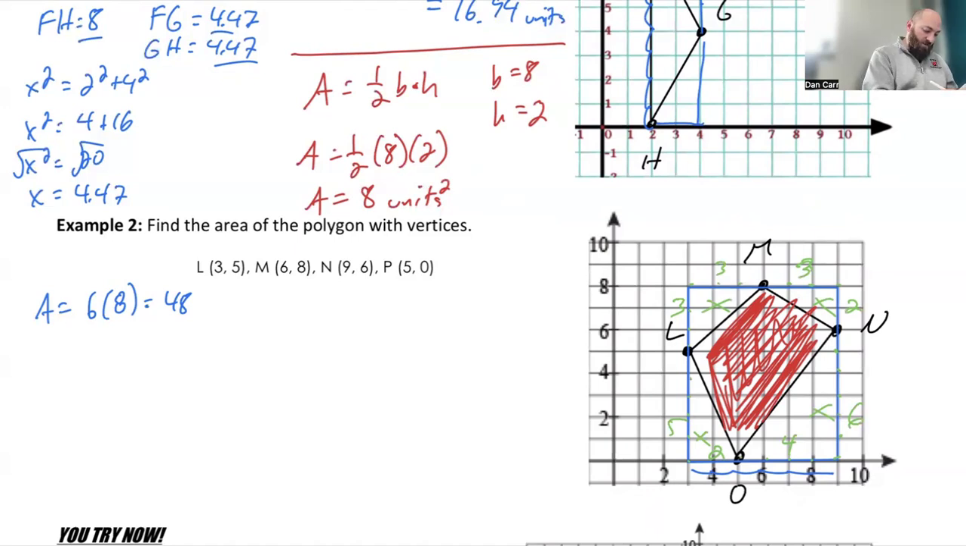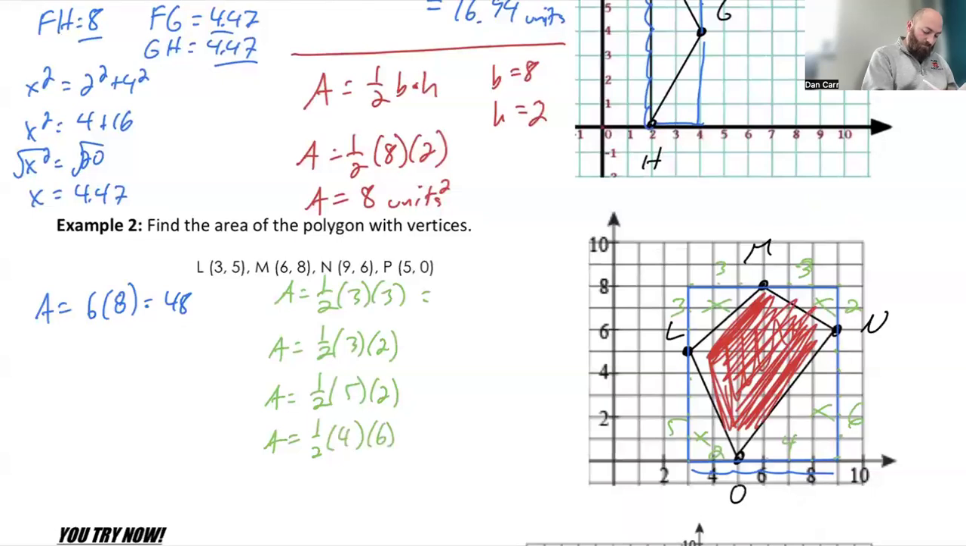So my 4 areas are going to be 1/2 of 3 times 3, 1/2 of 3 times 2, 1/2 of 5 times 2, and 1/2 of 4 times 6. Okay, so those are my 4 different little triangles there. So I'm going to have 4.5, 3, 5, and 12.